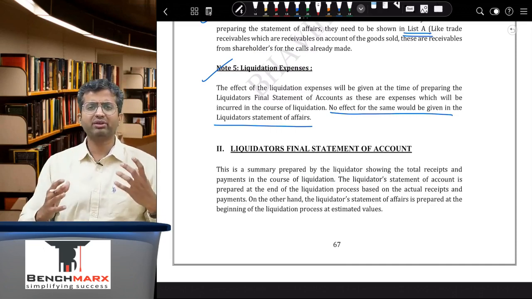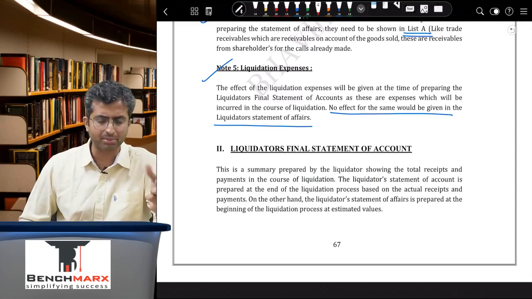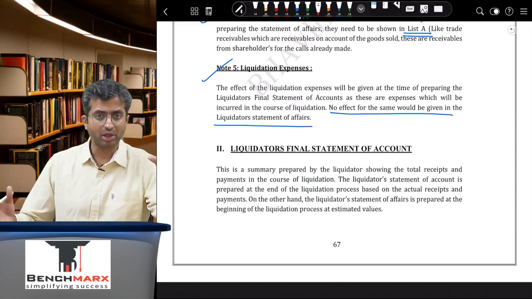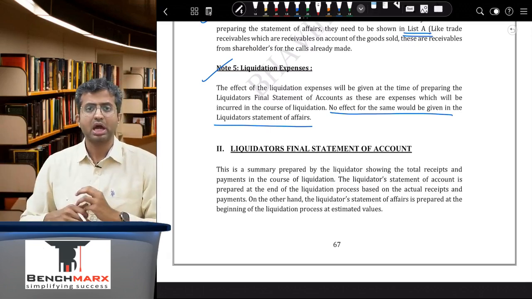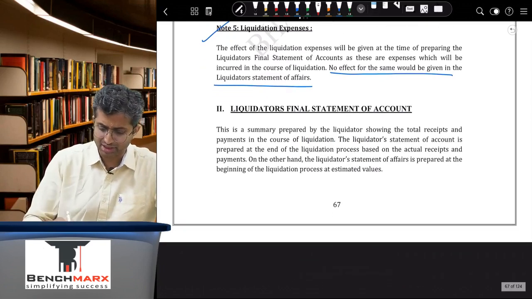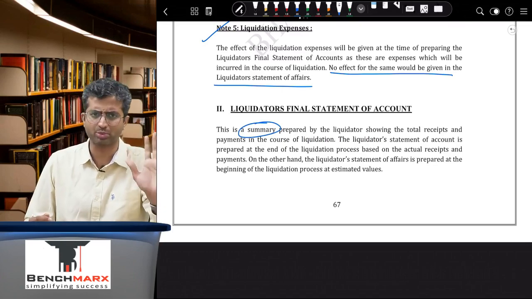This is something which is prepared in a horizontal or T format, like a receipts and payments account, where you take the receipts on the left hand side, the actual numbers, and the payments that you make in a specific order on the right hand side. So when we look at the receipts and payments over here in the liquidator's final statement of account, this is a summary which is prepared by the liquidator at the end of the liquidation process.